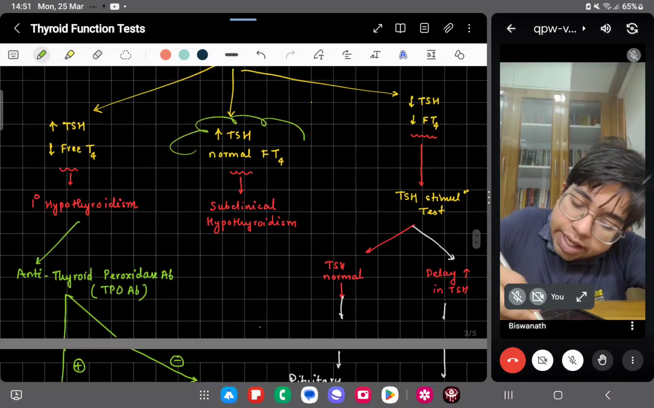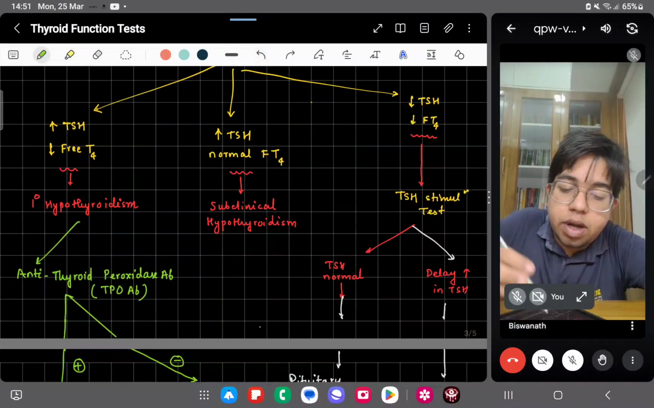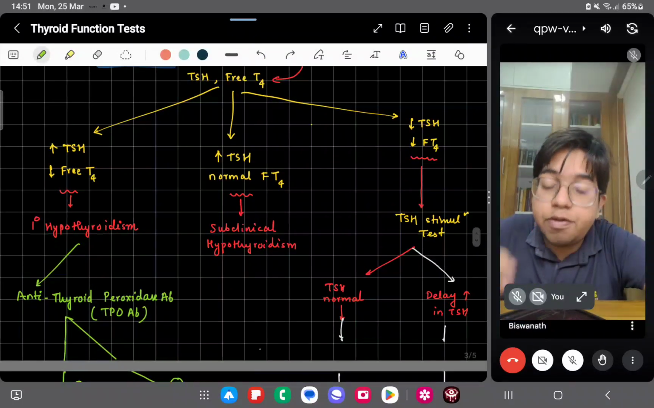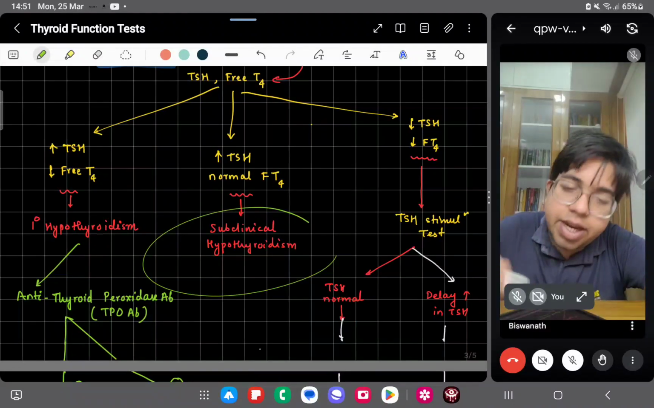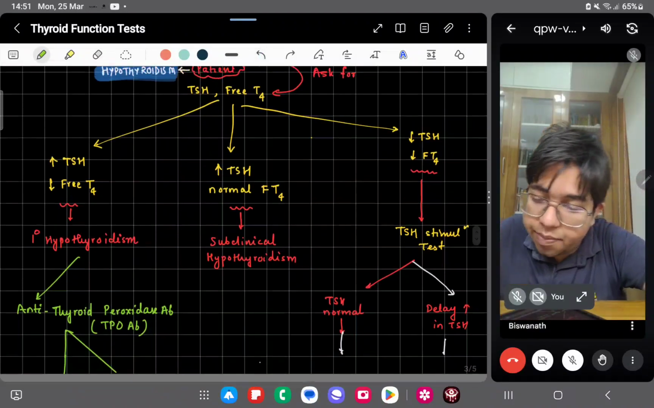If there is increased TSH and normal FT4, that means T4 and T3 are normal, but TSH is abnormal. What did we call that? Subclinical, as we saw earlier.